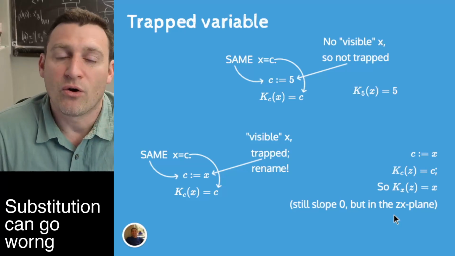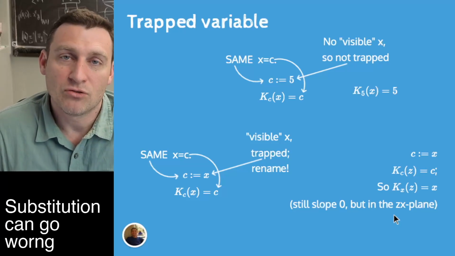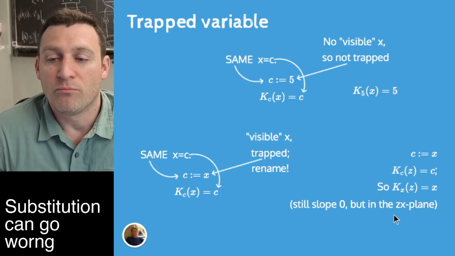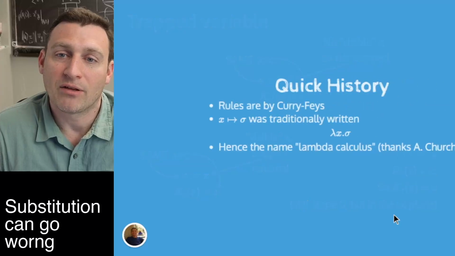Try this slide on your own a few times. See if you make sense of it. Try to find the trapped variables and the untrapped variables. If you capture that, you've boiled down the Curry-Feys lambda calculus.